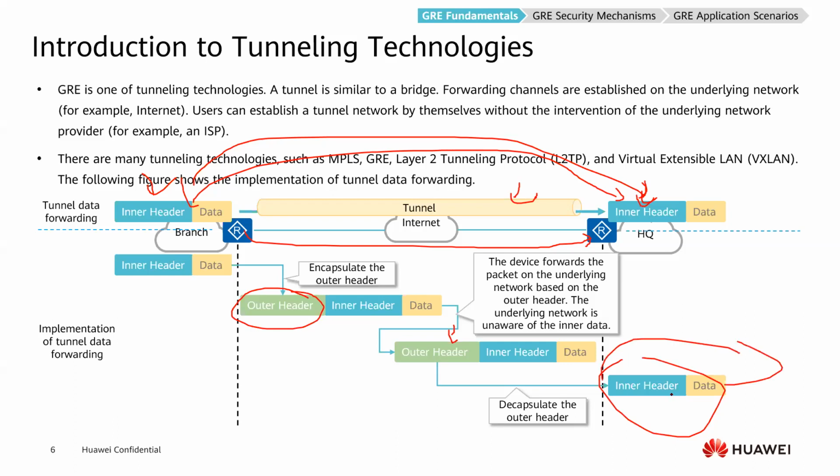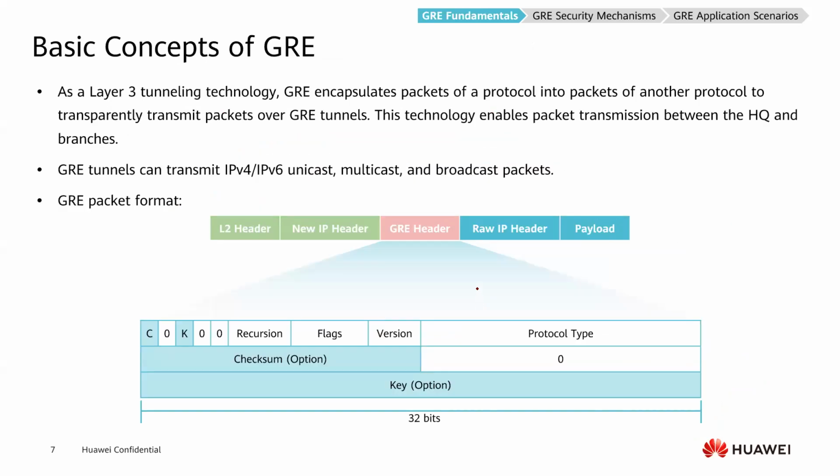This is tunneling. No matter whether you are using GRE, VXLAN, MPLS, or later Segment Routing v6, SRv6, those tunneling technologies have the same concept: put another header before the inner header. That's all, nothing different. So the idea of GRE is the same as tunneling technology, and GRE is a layer 3 technology.